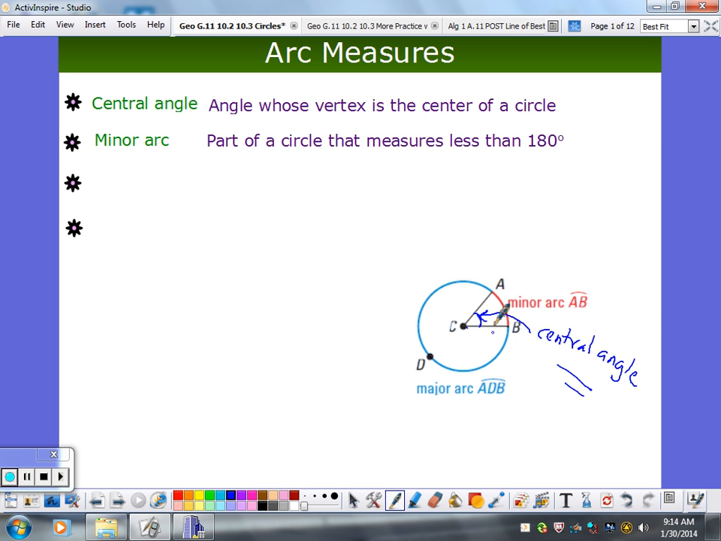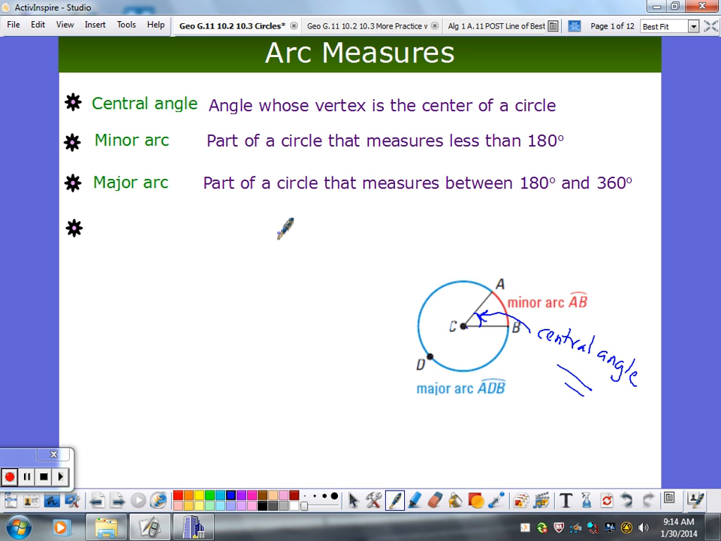All right. A minor arc. A minor arc is an arc, so it's going to be captured by two segments of the circle here. And its measure is less than 180. We'll talk a little bit about what it means to have a measure. But we can measure arcs the same way we measure angles, using degrees. And if your arc is less than 180 degrees, it's minor.